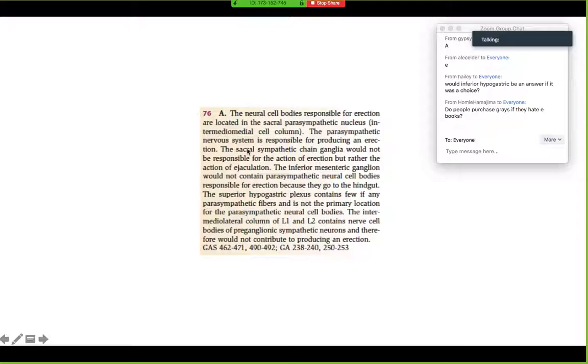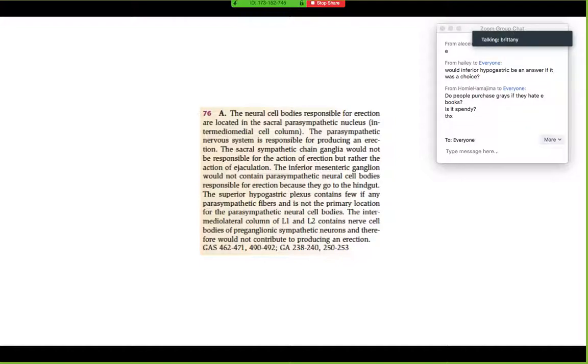Do people purchase Gray's if they hate ebooks? Oh, I have no idea. Well, the original Gray's, the Gray's Bible, is giant, and that's probably spendy. But I think people are using the Gray's Anatomy Review for students. That one, if I had to guess, is probably a lot cheaper. So if you do purchase it, make sure you don't purchase the big Gray's. Purchase the student version. You get my drift.